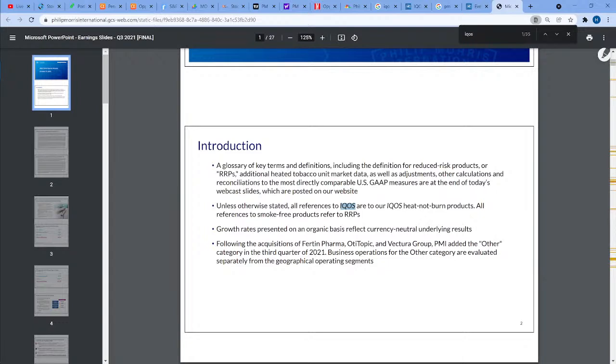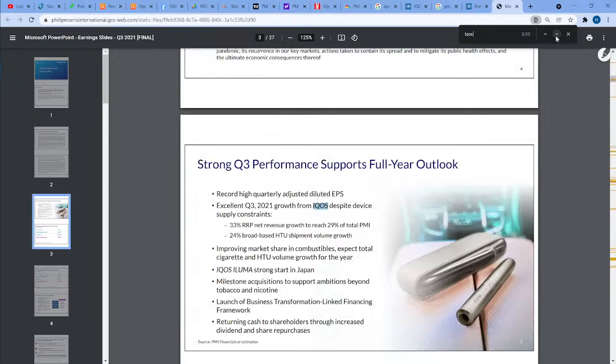Unless otherwise stated, all references are to IQOS, heat-not-burn. Okay, let's just go find everything that says IQOS. 33% RRP net revenue growth to reach 29% of total profit. Philip Morris. I mean, excellent Q3 2021 growth from IQOS despite device supply constraints.